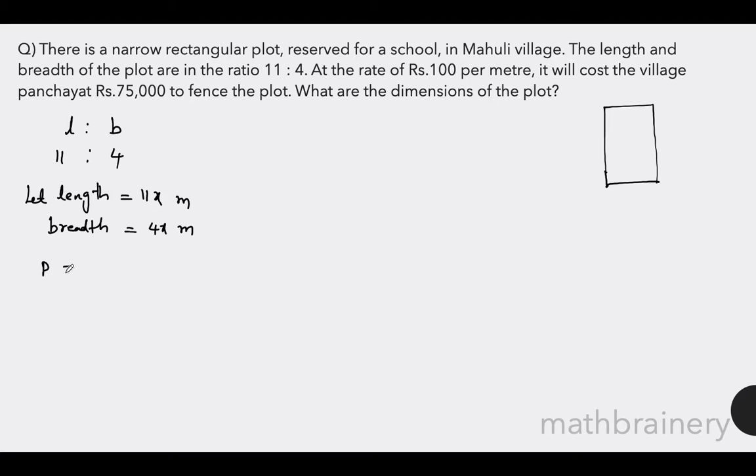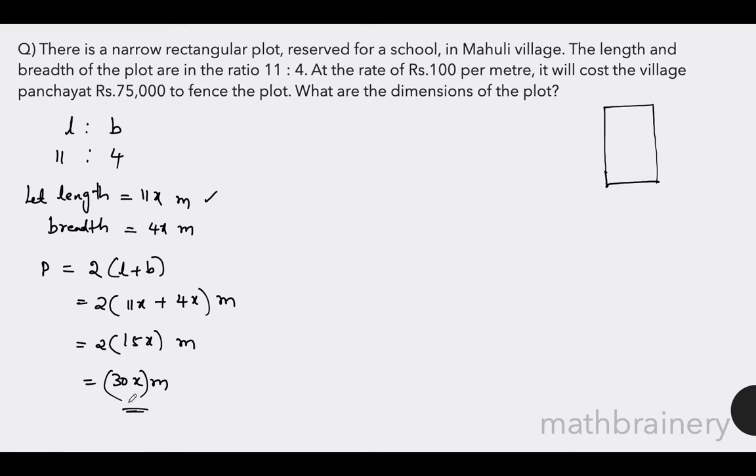What is perimeter of rectangle formula? It is P is equal to 2 times L plus B, or twice of length plus breadth. Here length is 11x meters, breadth is 4x meters. So perimeter must be 2 times of 11x plus 4x meters. So it is 2 times 11x plus 4x is 15x. So it is 2 times of 15x meters, which is 30x meters. This is the perimeter of this rectangular plot. Okay, so it is 30x meters.